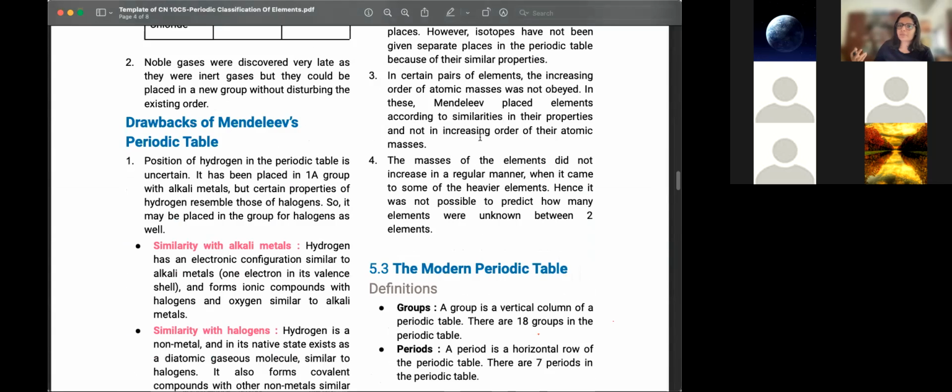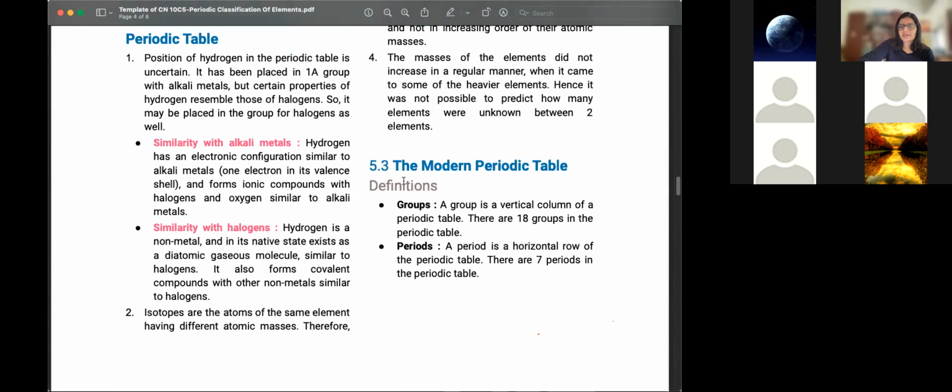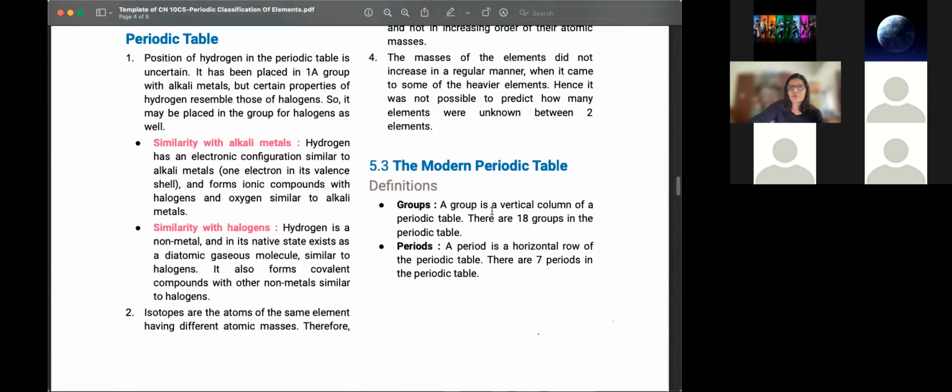He was working with atomic masses. That is the reason the modern periodic table, this is what we use right now, because this took atomic number as the base.